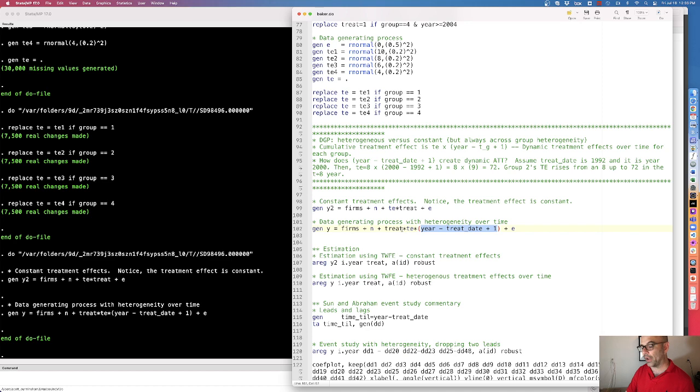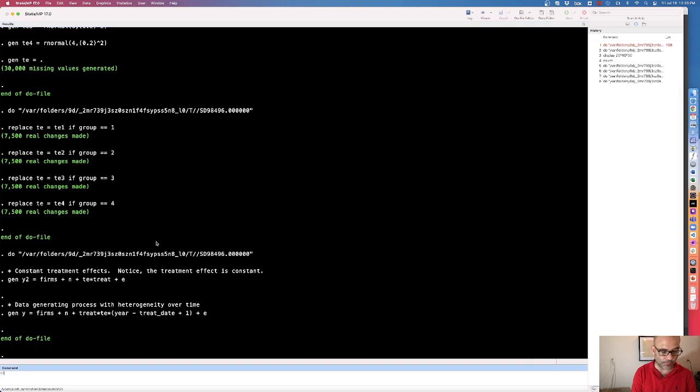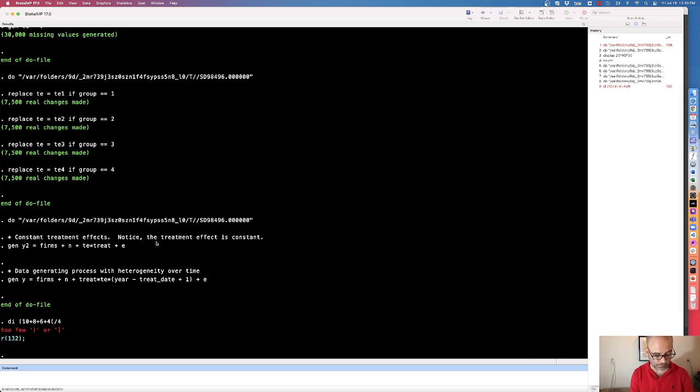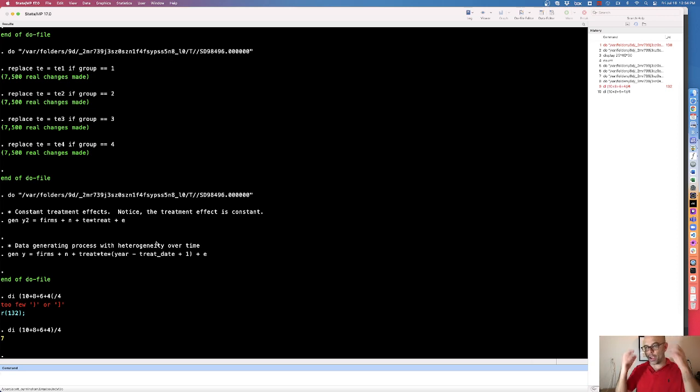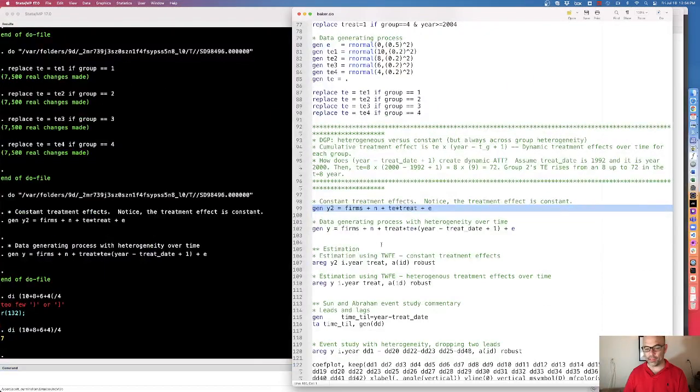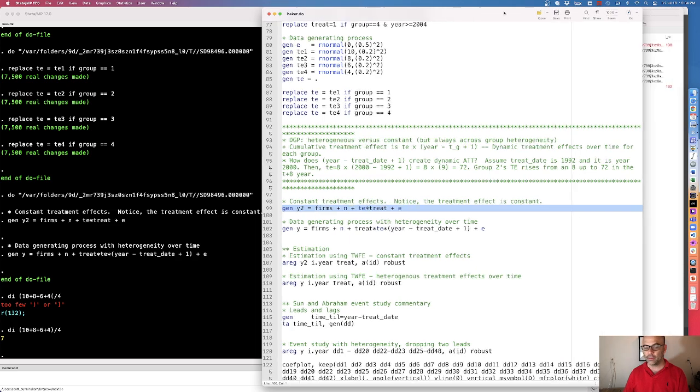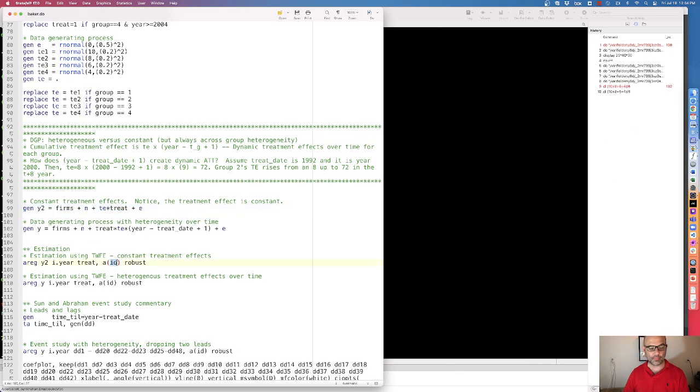Okay? All right. So notice this for a second. 10 plus 8 plus 6 plus 4 divided by 4. All right, so the variance-weighted treatment effect is going to end up being around 4 when I run this regression right here. So I'm going to run this fixed effects regression on my constant treatment effects. Sort of do it this way and kind of be surprised. All right, so going to run it.